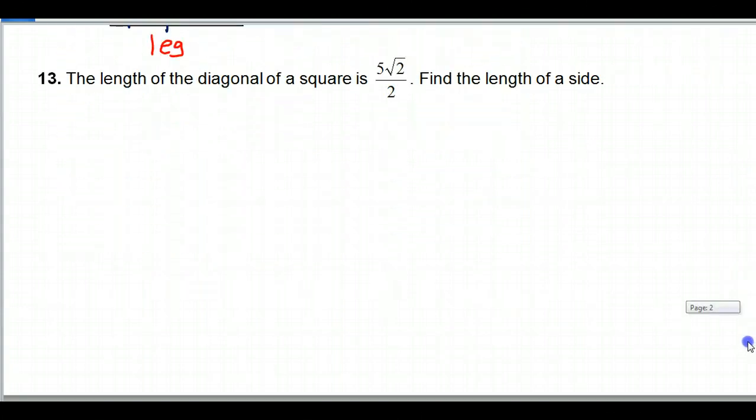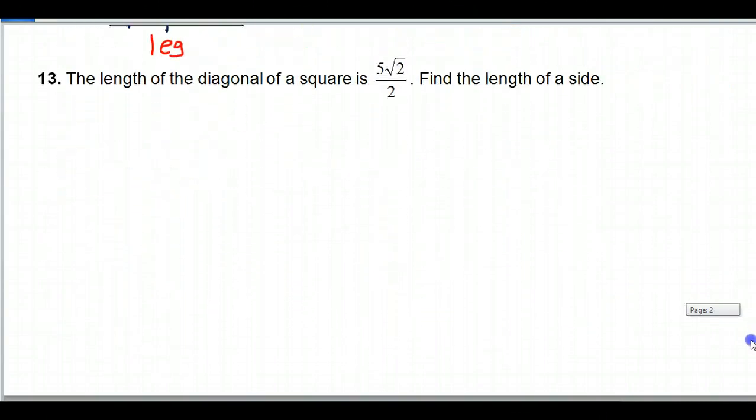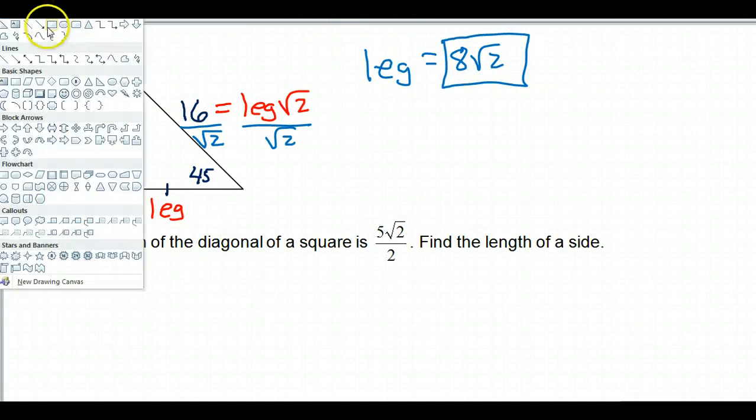Okay, and finally number 13. The length of the diagonal of a square is this. Okay, so that's almost the same as number 12. Number 12, we're given the hypotenuse of this 45-45 triangle, but the diagonal of a square is also the hypotenuse of a 45-45 triangle. Whoops, meant to do a square.